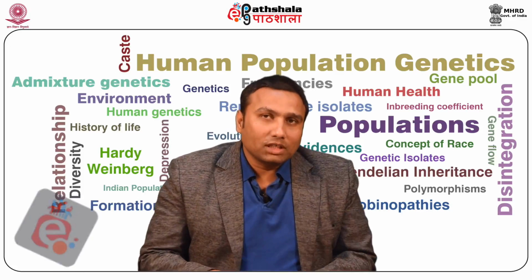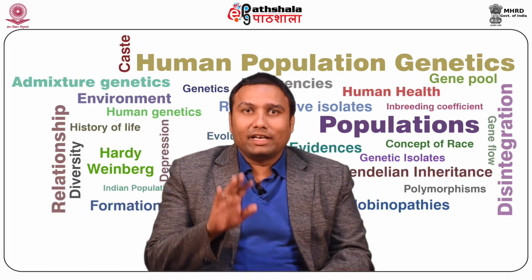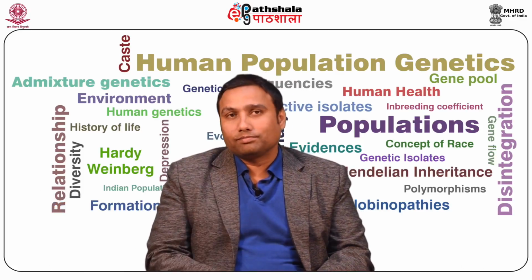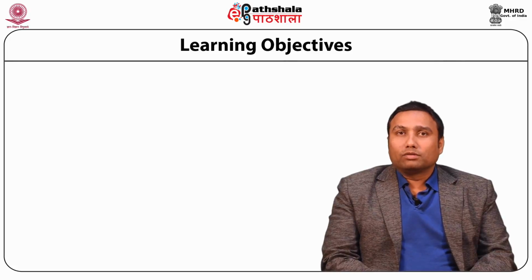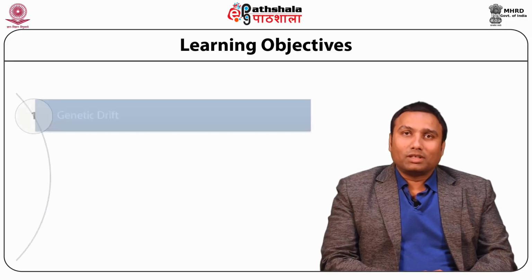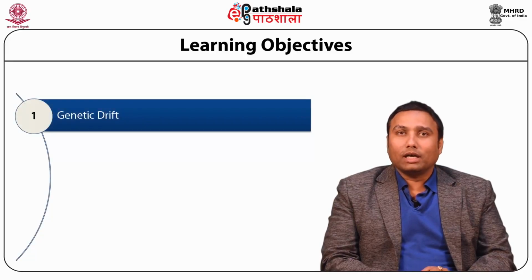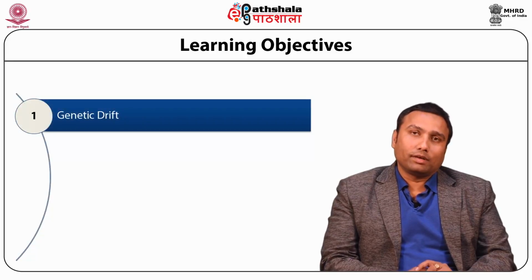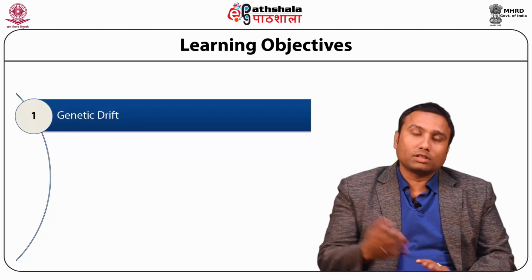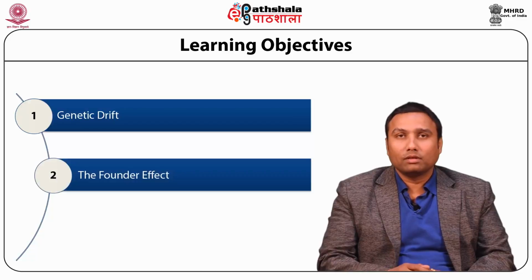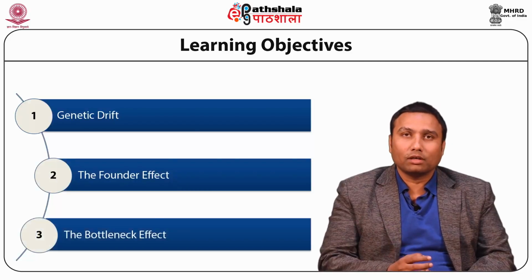Today we are going to discuss a module called genetic drift and its consequences under the paper Human Population Genetics. In this particular module we are going to discuss what genetic drift is and other features related to genetic drift, in the form of concepts related to the founder effect and the bottleneck effect.